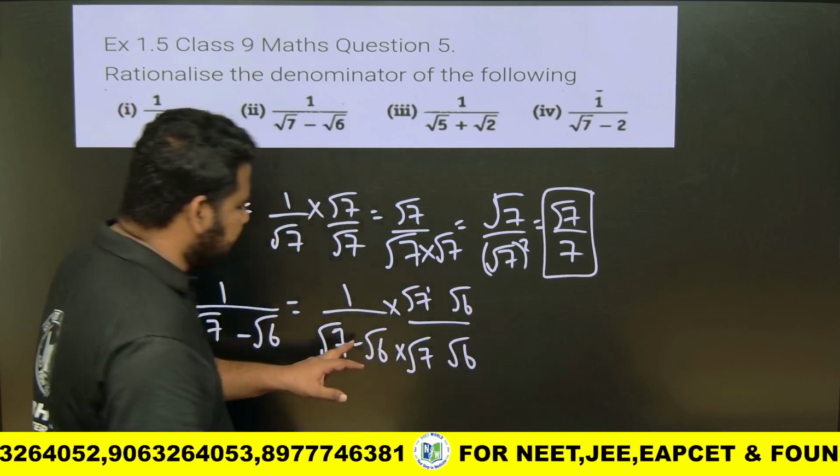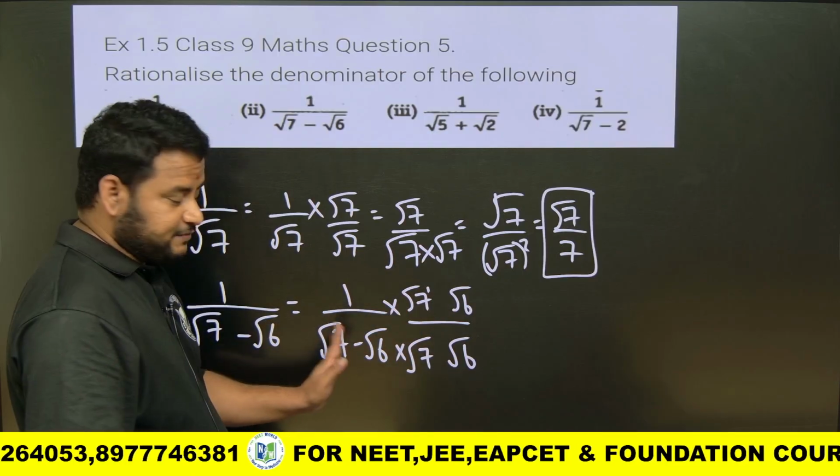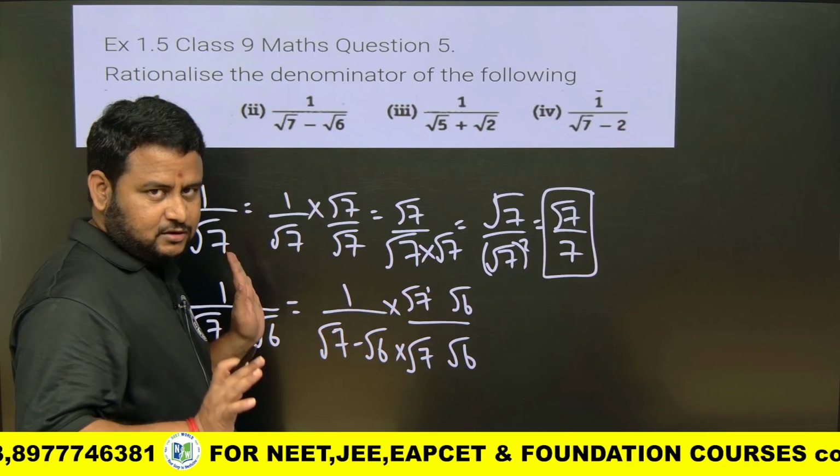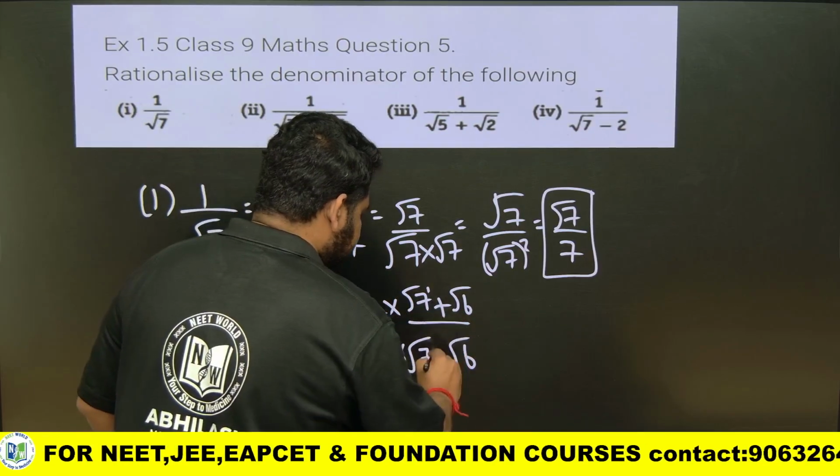So what is the sign I have to write? Here minus is there. So while rationalizing, I have to change the sign, only the one in between. Outside signs, you don't worry, keep them as they are. Between, what is the sign? Minus is there. So here it will become plus.